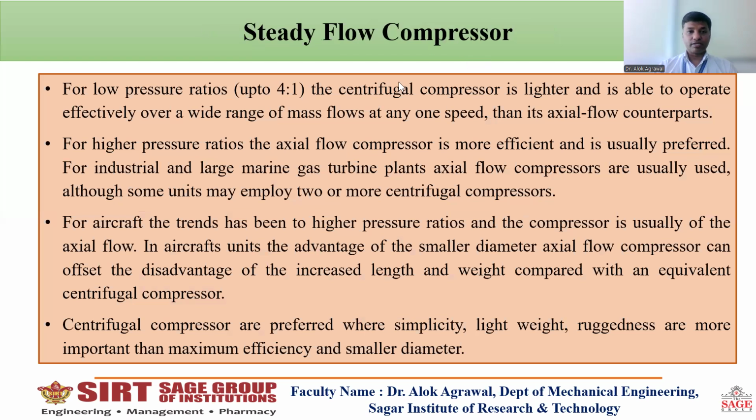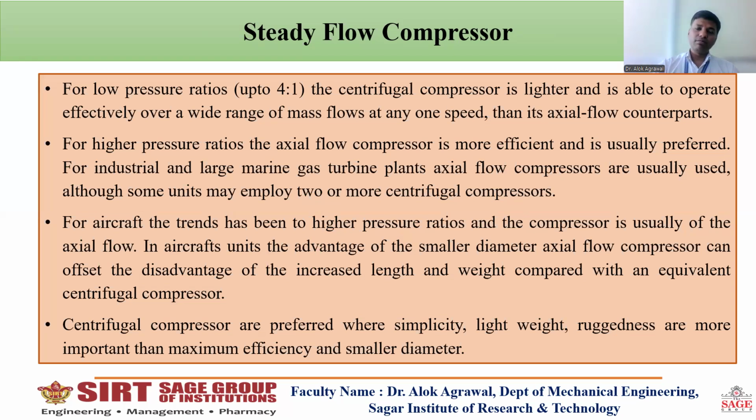So what is a steady flow compressor? We have seen that there are two types of compressor, that is centrifugal compressor and axial flow compressor. We will discuss both types in detail in coming videos. Here, we are discussing the main differences between the centrifugal compressor and the axial flow compressor. For low pressure ratio, meaning if you want to increase pressure 4 times, we generally use centrifugal compressor, which is lighter, and if we need high compression ratio, we need to use axial flow compressor. For high pressure ratio, axial flow compressor is generally more efficient. That's why we are using it.